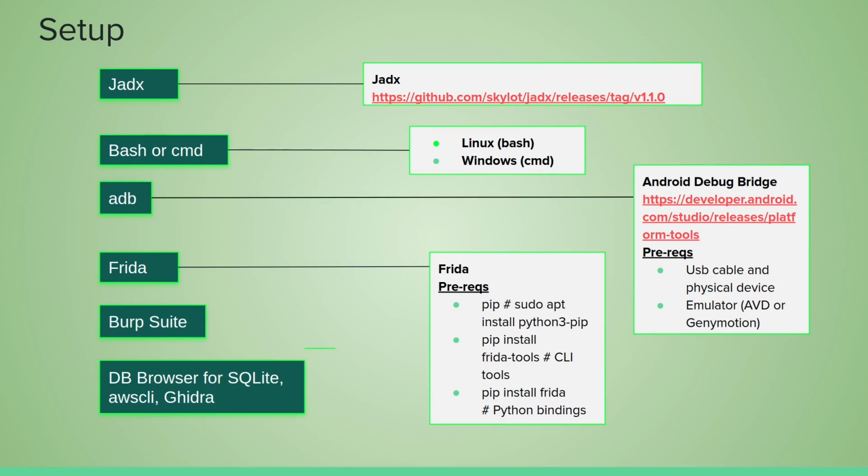DB Browser for SQLite is an awesome tool to use if you find an SQLite database that's in a public directory. You can see if sensitive credentials are stored there and stuff. AWS CLI is another tool that applies to one of the exercises, and that's based off of an actual bug bounty finding. I'll go over that more later. Ghidra is just a disassembler where you can reverse engineer a shared object file, which I'll show you with one of the flags as well.